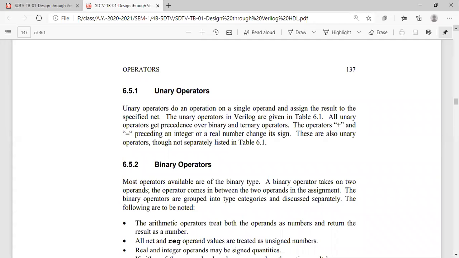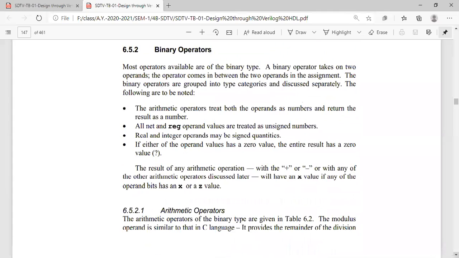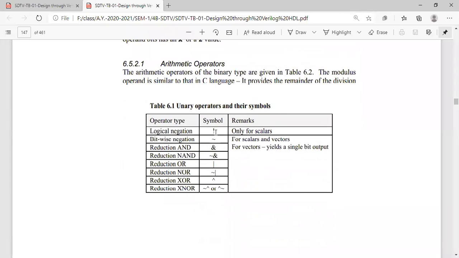By using the minus symbol, which is nothing but a negative symbol, we are changing that number into a negative number. We have a table, see table 6.1 here, where these symbols will be used. Generally we will be using this one and not that one, which is used only for scalars. I can use this for both, so I will be using this type of symbol only. It will be helpful for both scalars and vectors for negation. Reduction, reduction xnor, you have seen the unary operators and their symbols here.